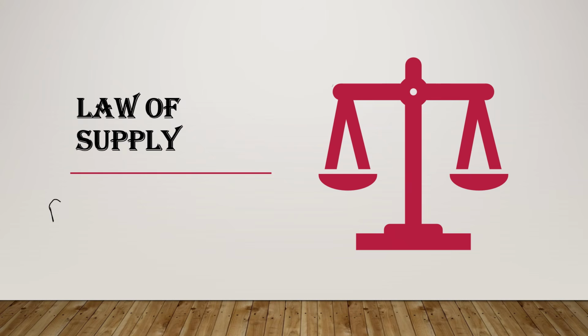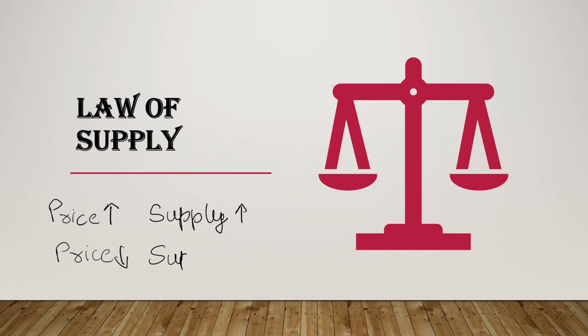when the price increases, as per the law of supply, the supply also increases. This is the law of supply. And when the price decreases, that means when the price falls, the supply also falls. Which means there is a direct relationship between price and supply. If price goes up, supply also goes up. When price goes down, supply also goes down.